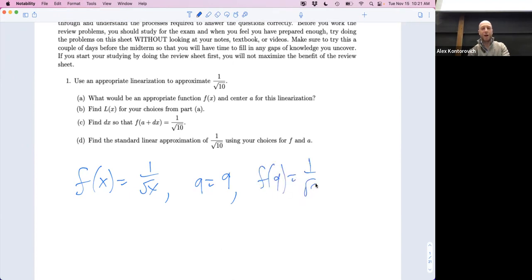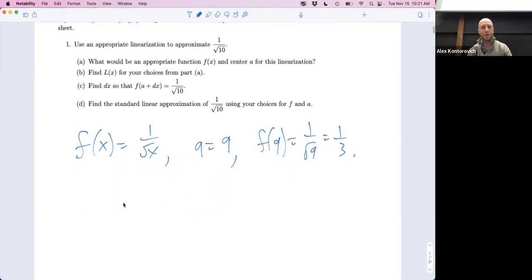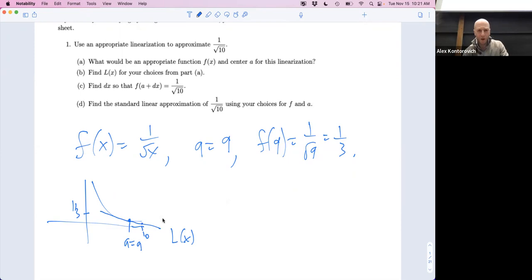That's 1 over root 9, which is a third. That's like my anchor. I know what a third is. What's the linearization? So 1 over root x looks something like that. Over here at a equals 9, I have the value 1/3. I want to find the linearization. That's the linear function L, which is the approximation at this point, and I'm going to evaluate L at 10. Okay. All right, very good.